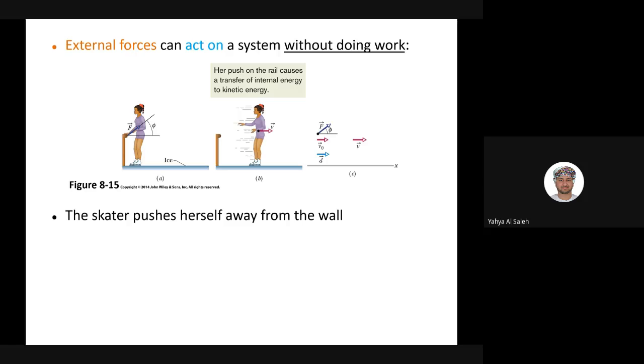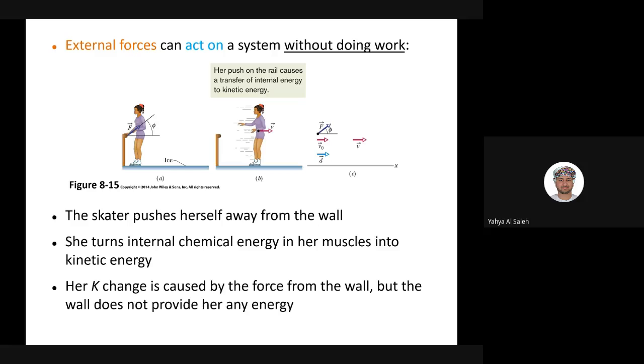What's the situation? Let's take an example. We have a skater on ice. Now the skater pushes herself away from the wall. So the external force is what? It is the push from the railing, right? This is the external force. So what is she doing when she is actually pushing?